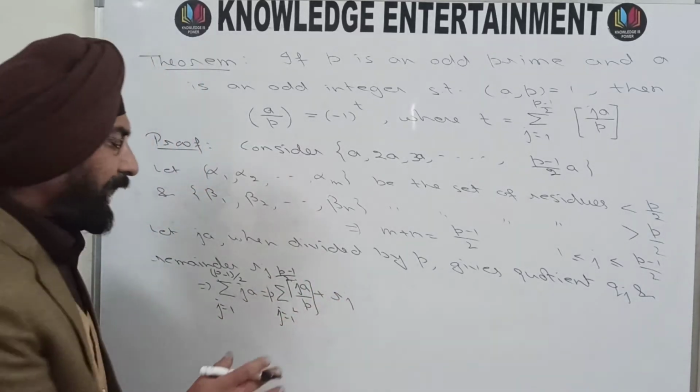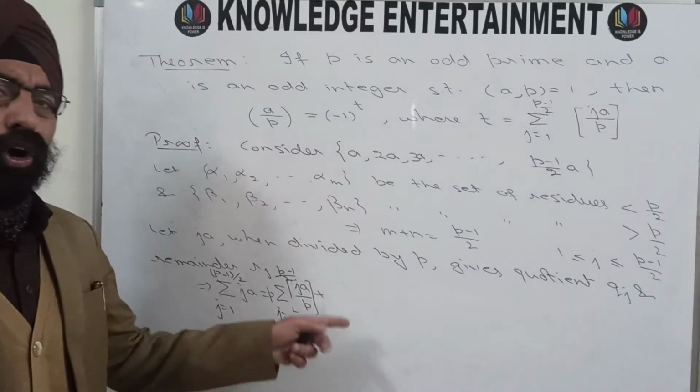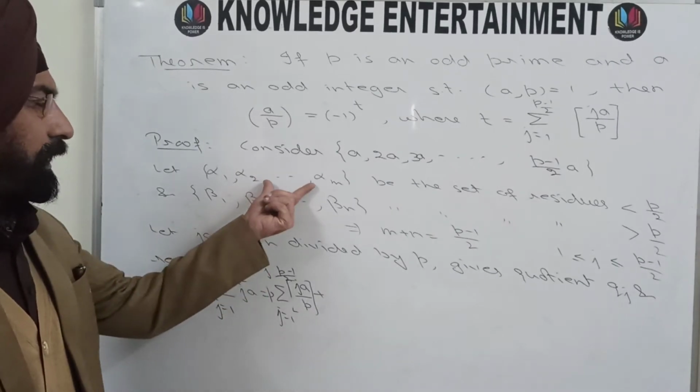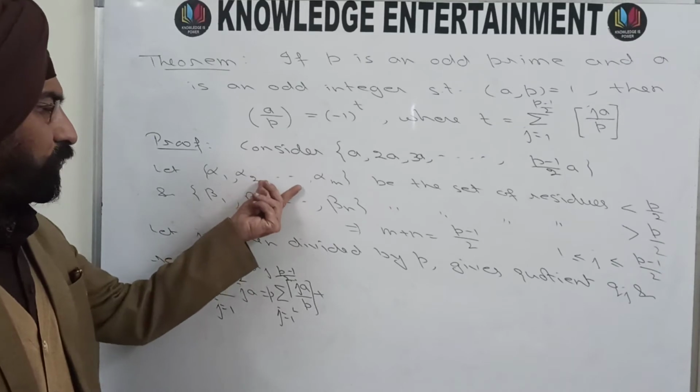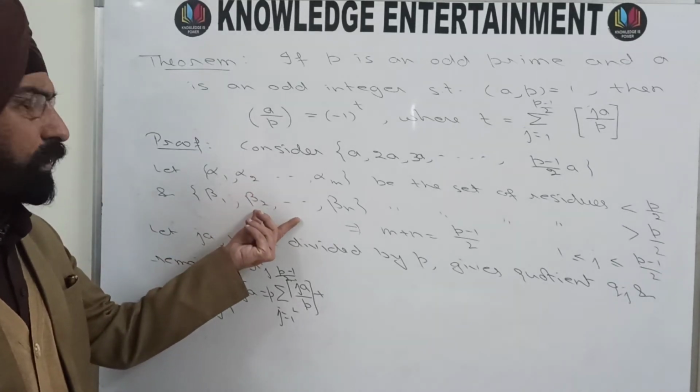And what about these rj's? You will add all those remainders. Some of the remainders are in the alphas, some are in the betas, meaning the sum of all the remainders is the sum of all those alphas and the sum of all those betas.